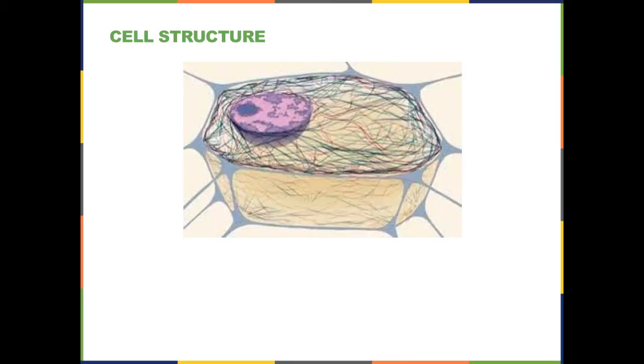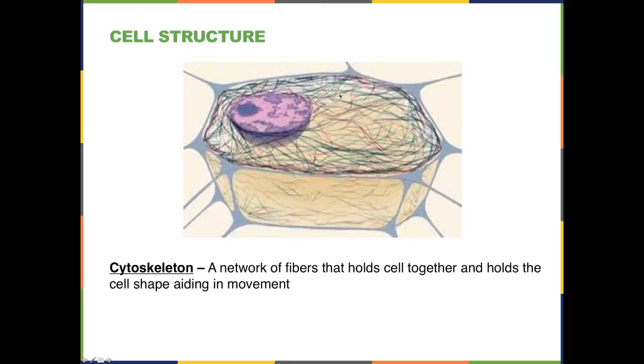Now this is a kind of an interesting looking diagram, and what it's made to show is this real fine structure here, and this is called the cytoskeleton, excuse me. This is a network of fibers within the cell that essentially has two purposes. Well, really three purposes. First of all, it holds the cell together.